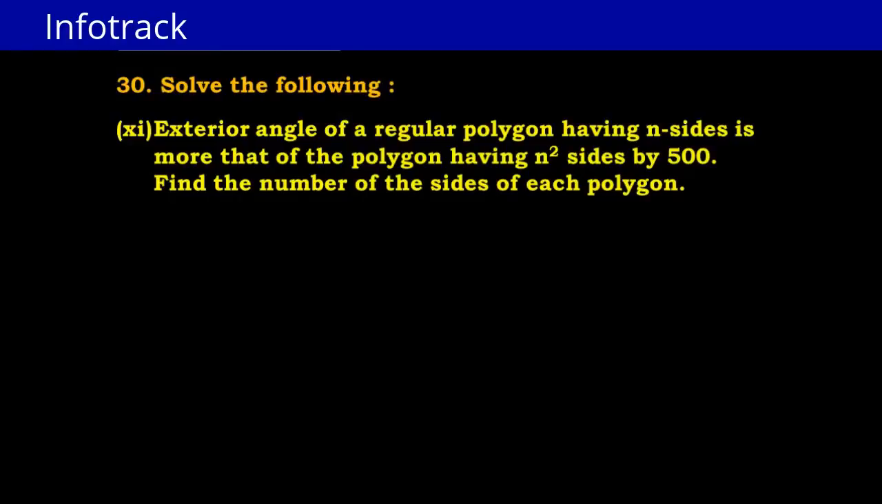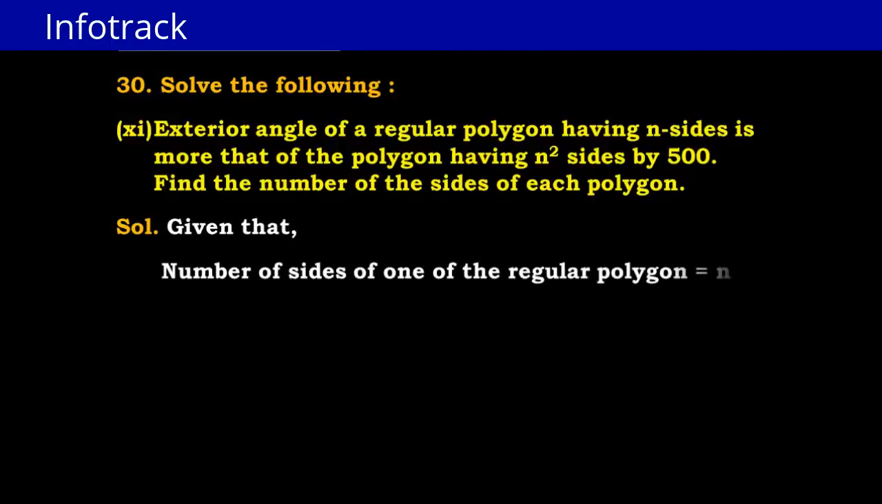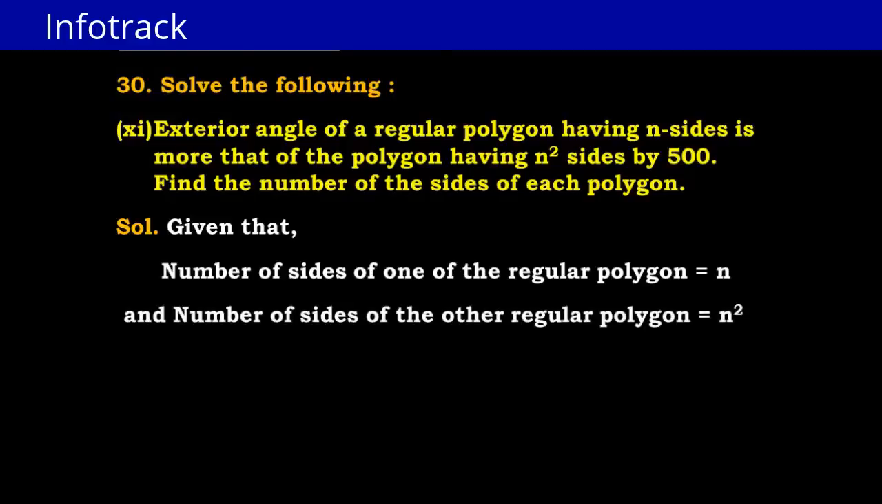The exterior angle of a regular polygon having n sides is more than that of the polygon having n square sides by 50 degrees. Find the number of sides of each polygon. So, given the number of sides of one regular polygon is equal to n.